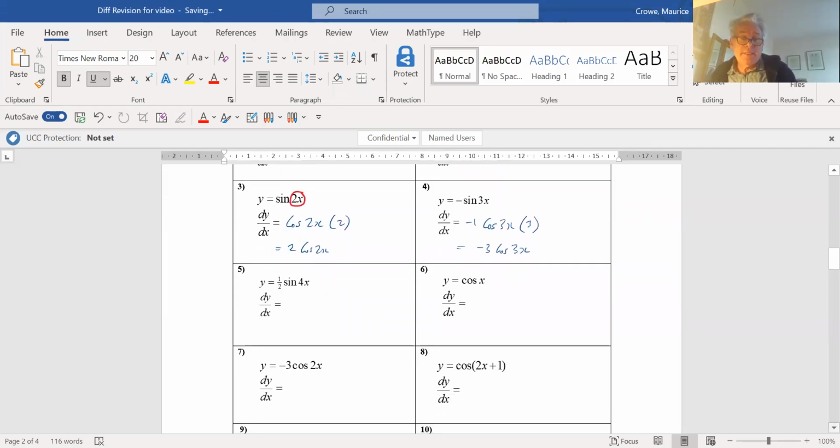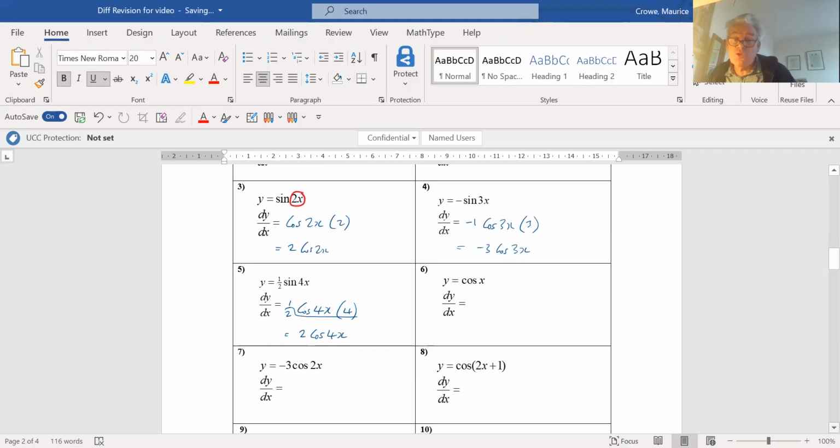Okay. Now, a half sine 4x, okay, with these ones, then you always keep the number in front. That's a half. Keep that in front. That's the constant in front. Sine 4x would go to cos 4x multiplied by 4. And that half, again, that half is underneath. So that's going to cancel with the 4, and you're going to get 2. 2 into 4 goes 2 times 2 cos 4x.